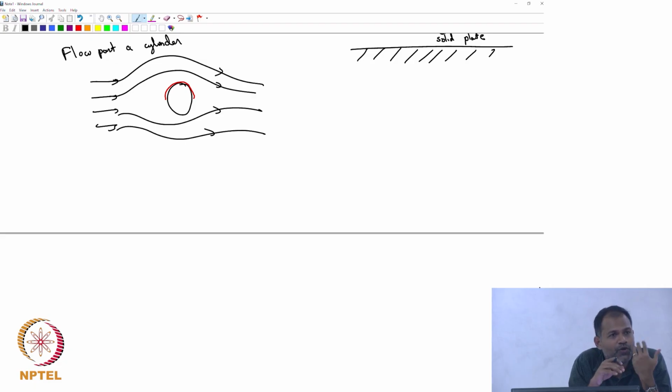And it's important to know whether flow separates or not, because that will also help you to determine whether the transfer processes of heat and mass transfer are going to be affected or not. So these are the two aspects that we will look at.